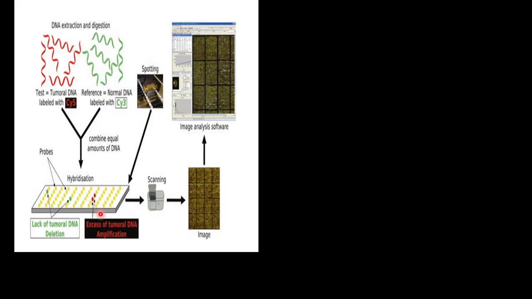Red means this is the tumor DNA, meaning this particular gene is very high in the tumor DNA. Green means this particular gene is low in the tumor DNA. And yellow means it is present equally in the normal and the tumor DNA.